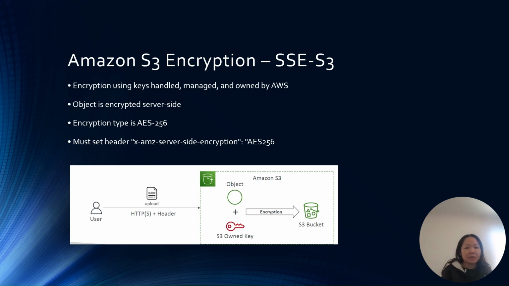Amazon S3 SSE-S3 encrypts using a key handled, managed, and owned by AWS. The object is encrypted server-side, and the encryption type is AES-256. You must set the header x-amz-server-side-encryption: AES256.